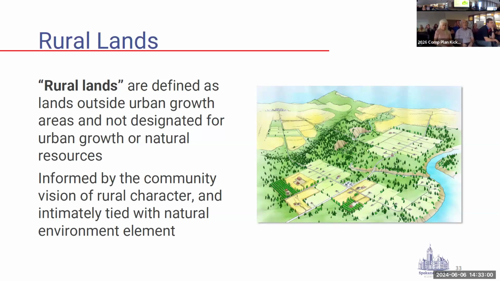The natural environment and the rural lands are really connected, and we can use our rural lands as a way to protect that natural environment. Even within our current zoning code, we have different innovative techniques to do that. We have rural clustering development and also a rural conservation zoning. So these two elements really go hand in hand with protecting each other.